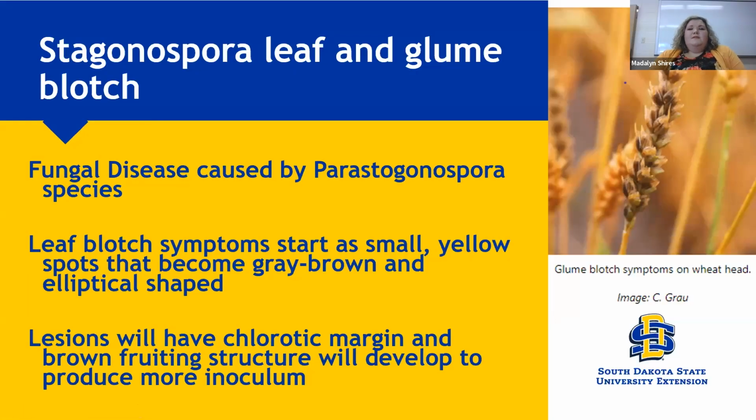Another one that we do see most years is this disease here, Stagonospora. It causes both leaf symptoms and glume symptoms. Leaf symptoms start as small yellow spots that become grayish brown colored and elliptical shaped. The lesions will have a chlorotic, so a yellow, margin, and you can actually see some brown fruiting structures that start to develop, similar to tan spot.